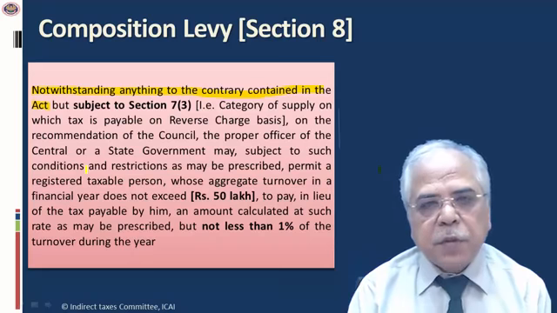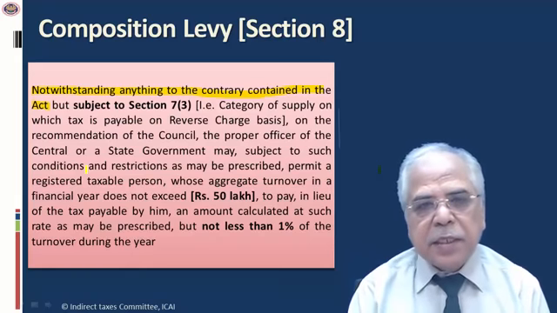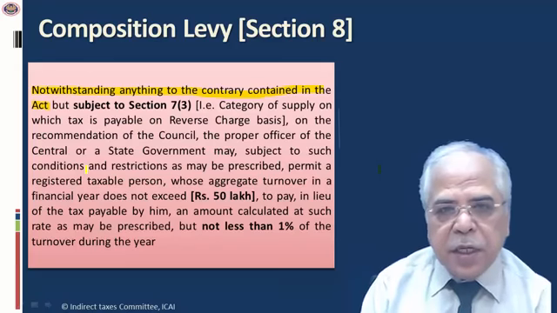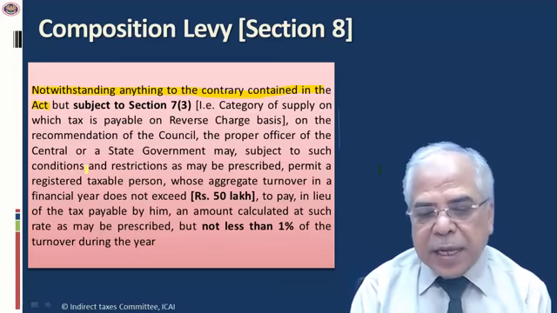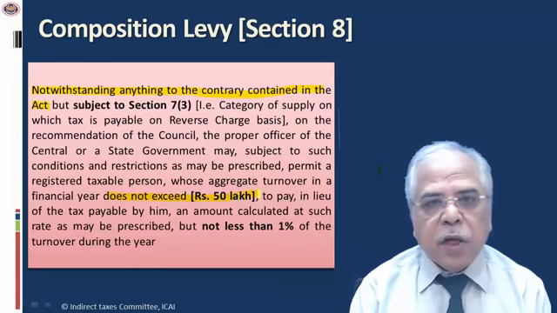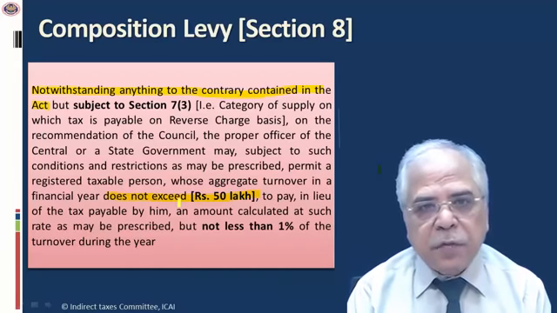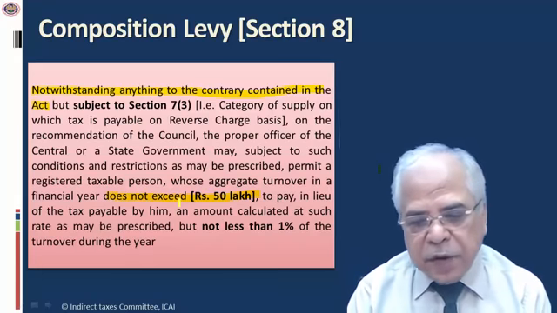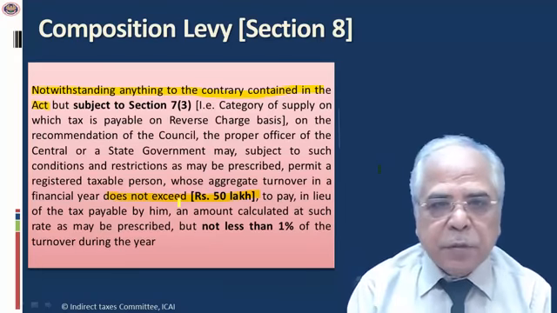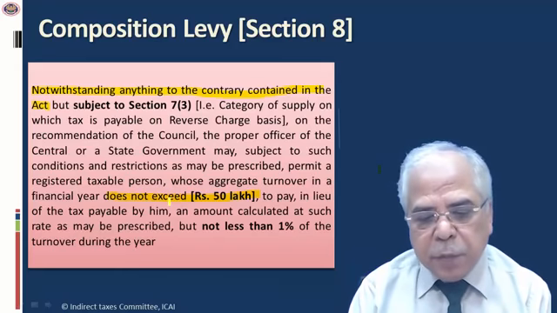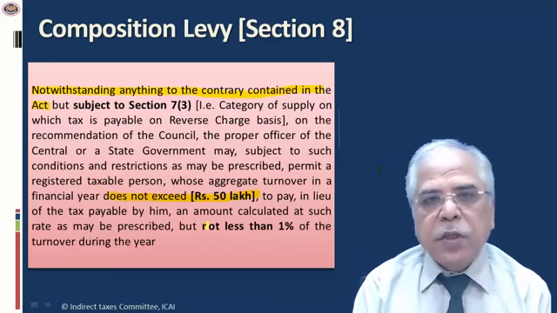Another condition which is being prescribed under this section is that the person who intends to opt for the composition levy, his turnover shall not exceed 50 lakhs in a financial year. What I am talking about is aggregate turnover, the term which has been used in this section, and we will go to the definition because this term has been defined in section 2, and it has been prescribed in the law that the tax shall not be less than 1% of the turnover during the year.